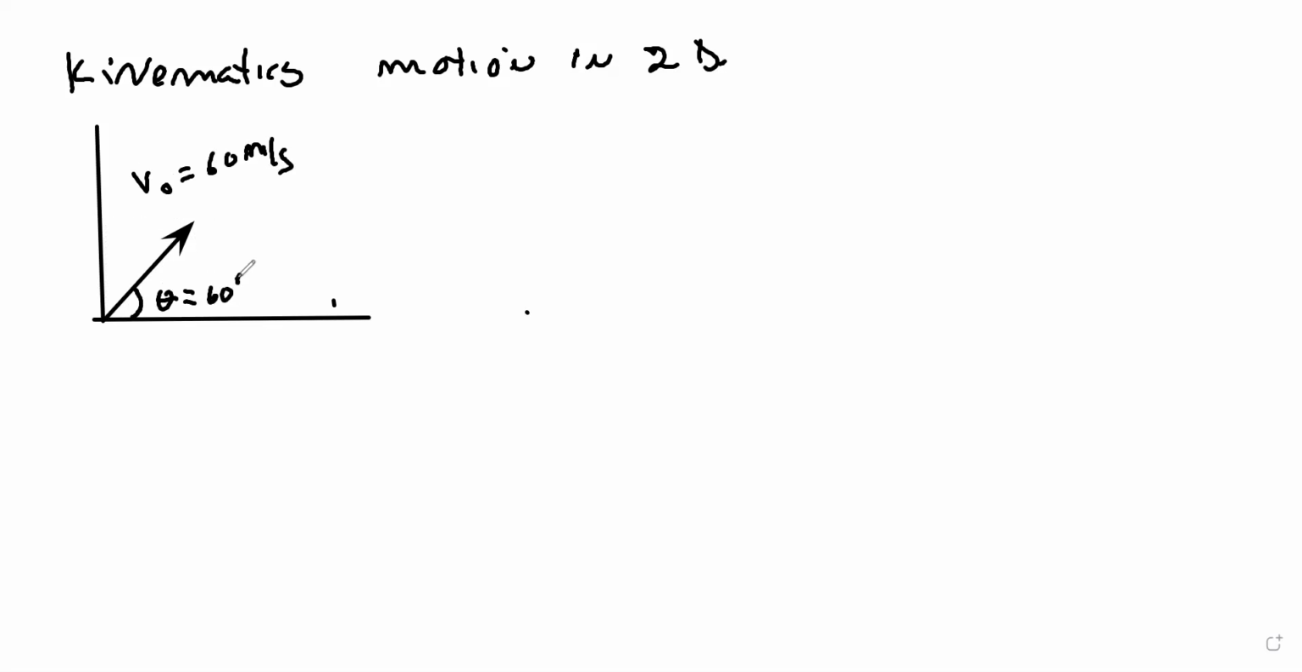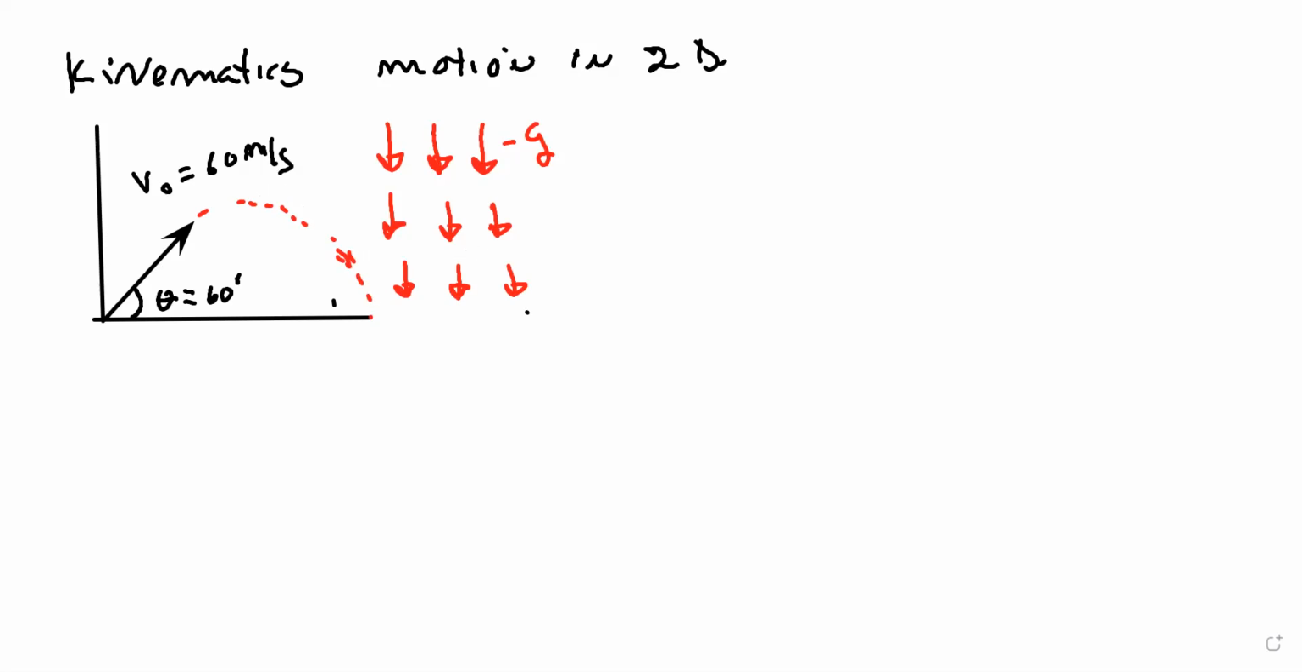And let's say that this is under the influence of a gravitational field. Here's your gravitational field G, and it's negative because it's coming down. So you have a particle that is going to be launched with some initial velocity, which is 60 meters per second, and a launch angle of 60 degrees. And it's going to do something like this. It's going to come and land over here.